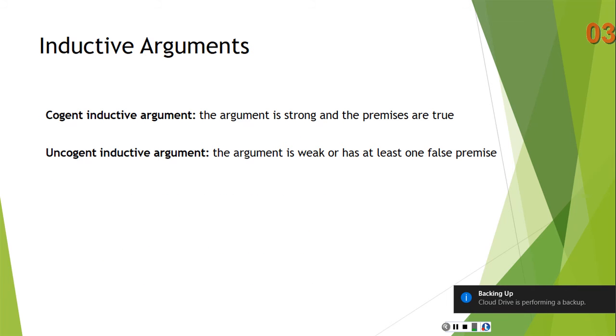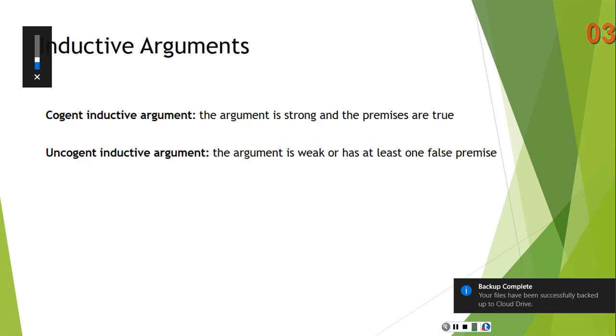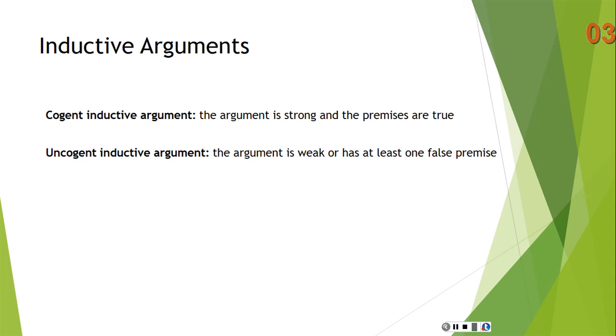So with inductive arguments, you have strong arguments, you have weak arguments, but you also have cogent and uncogent. A cogent inductive argument is one where the argument is strong and the premises are true. So it's strong, the truth of the premises makes the conclusion more likely than not, and the premises are in fact true. Now an uncogent inductive argument is either weak or has at least one false premise. Either it's not the case that if the premises are true, the conclusion is probably true, or it has a false premise, or both.